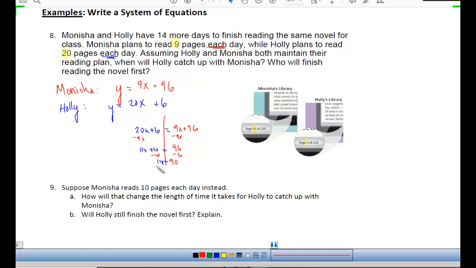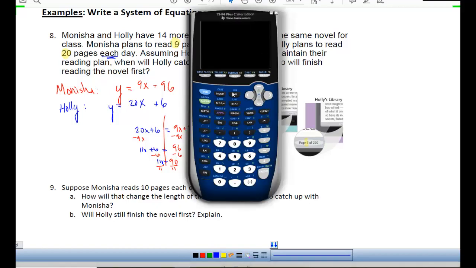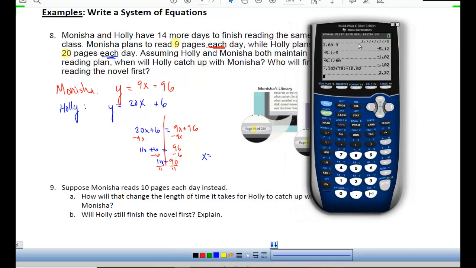And we'll divide by 11. So this happens at the x value of 90/11ths. 90/11ths, let's check that. It's approximately 8.18.